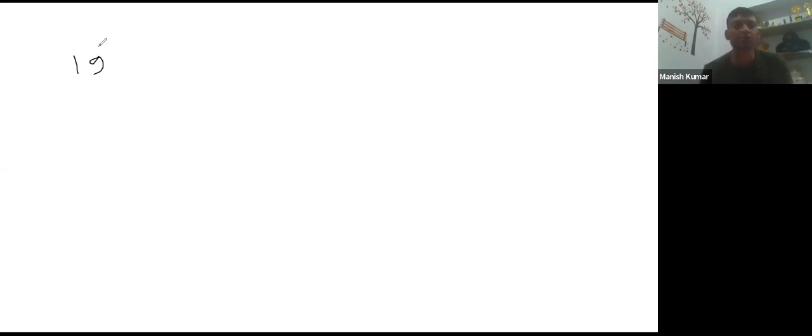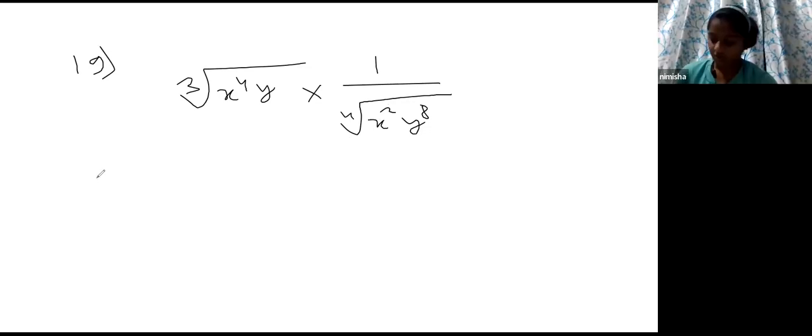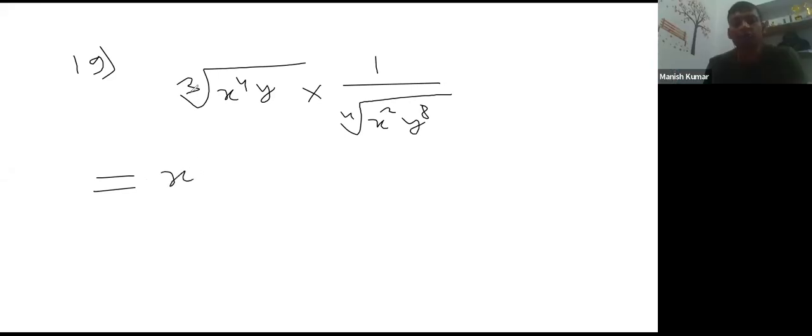19th one, isn't it? What is the simplified form of cube root of x to the power 4y into 1 divided by 4th root of x square into y to the power 8? You don't know how to do it, Nimisha? No idea? It's a cross multiplication. See, first of all, we have to remove these cube roots or fourth root. We can write it in simplified form as what?